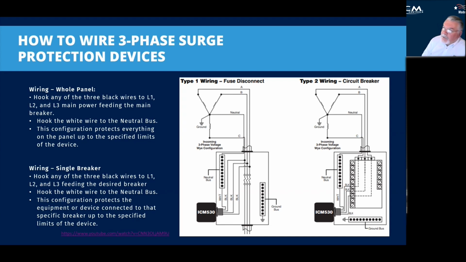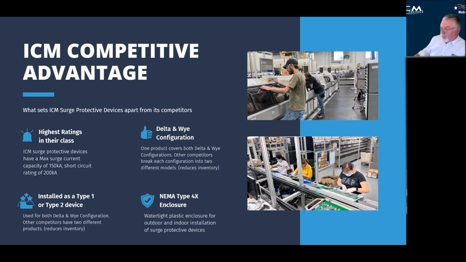So single breaker protection, a type 2 installation, any HVAC guy can do that. But the type 1, you do need to be a licensed electrician to get it into that main power. So some HVAC guys have license to do that, and it's a good way to go.